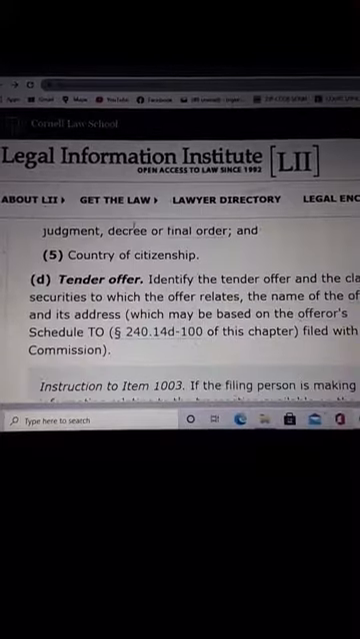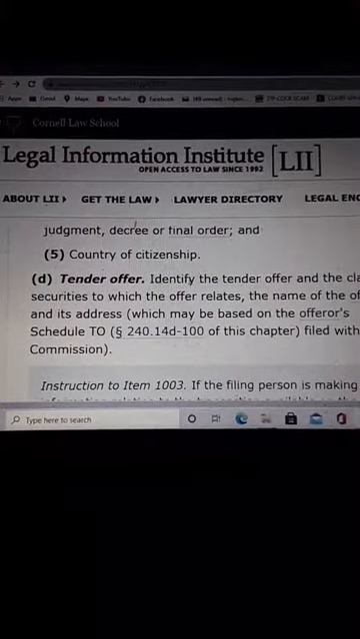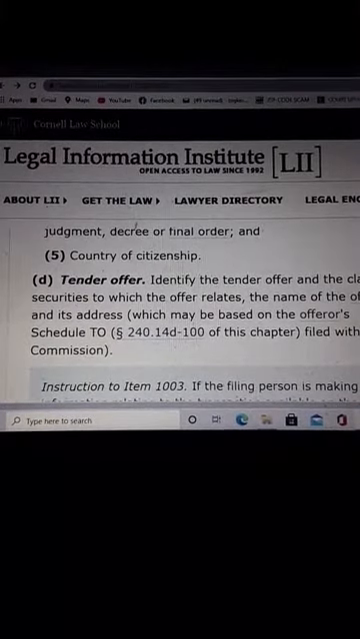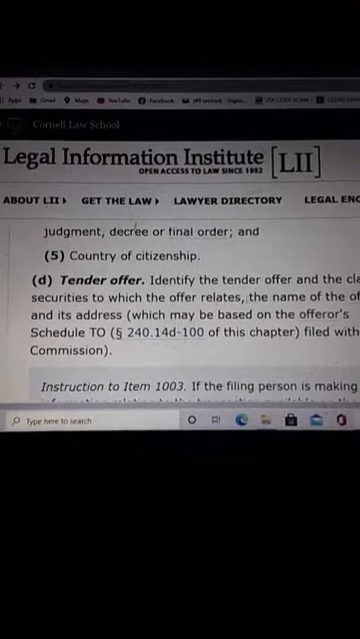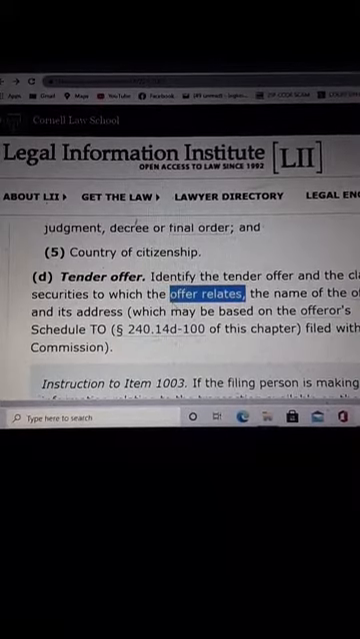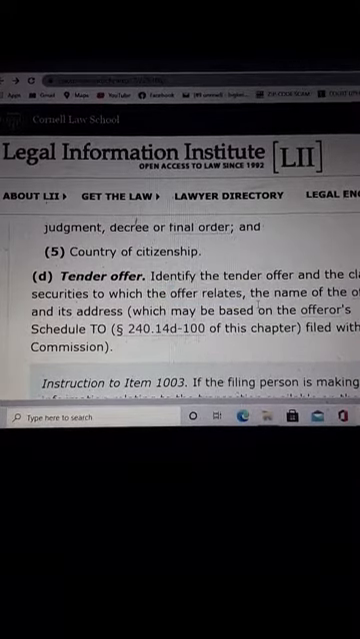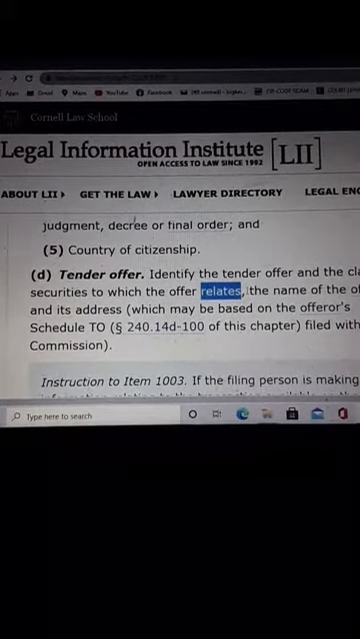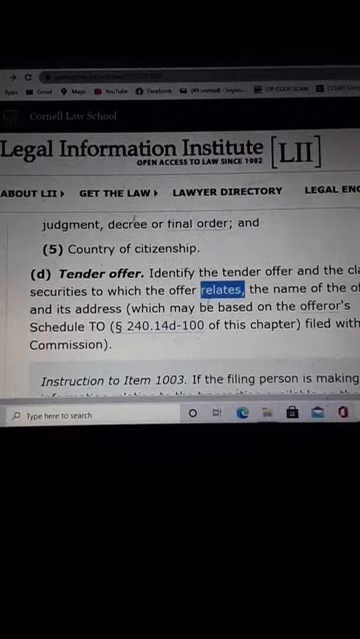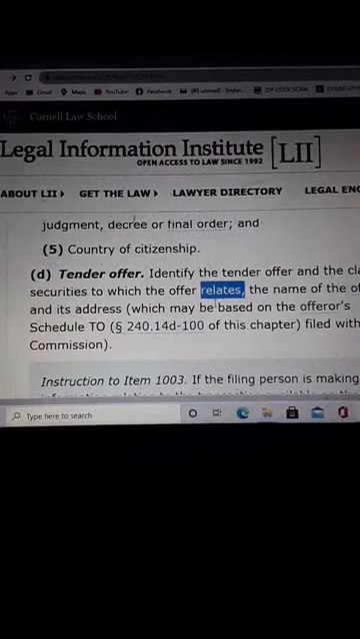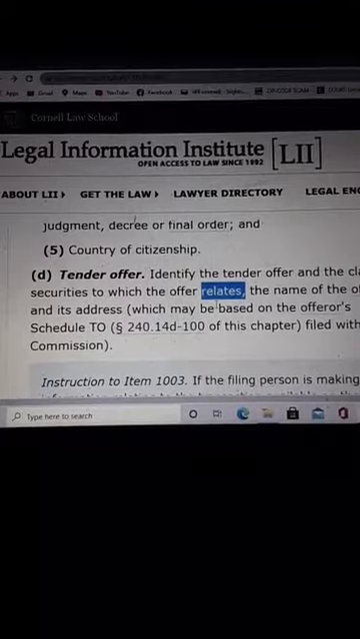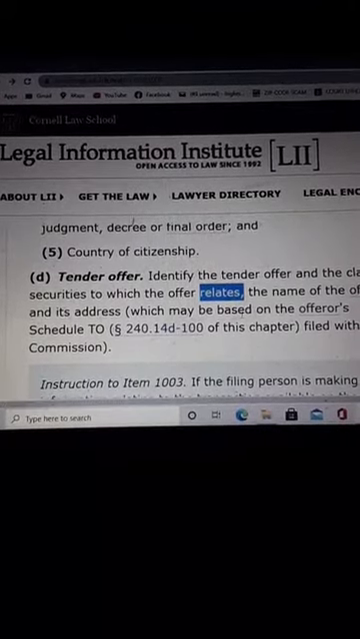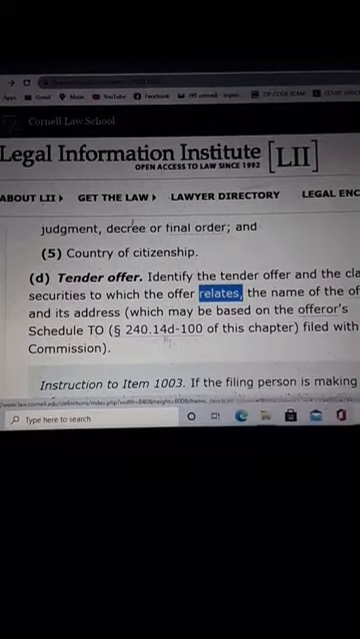This is all stuff. Tender offer. Again, identify the tender offer and the class of securities to which the offer relates. Relates. What it's relative to. It's relative to mom and dad, not the information on the paper, and which may be based on the offerer's Schedule TO.